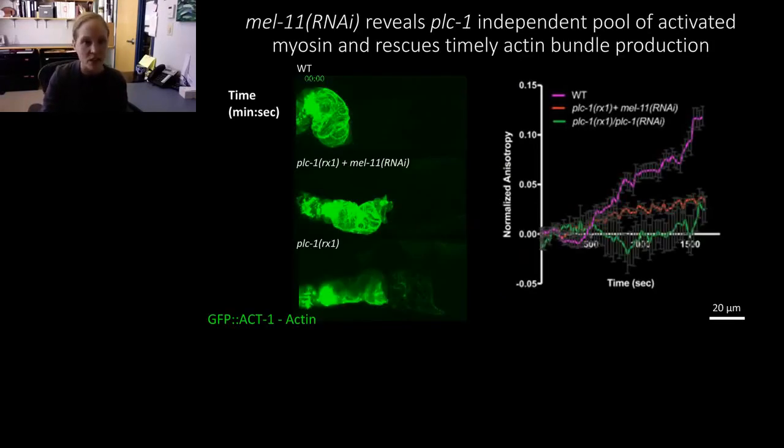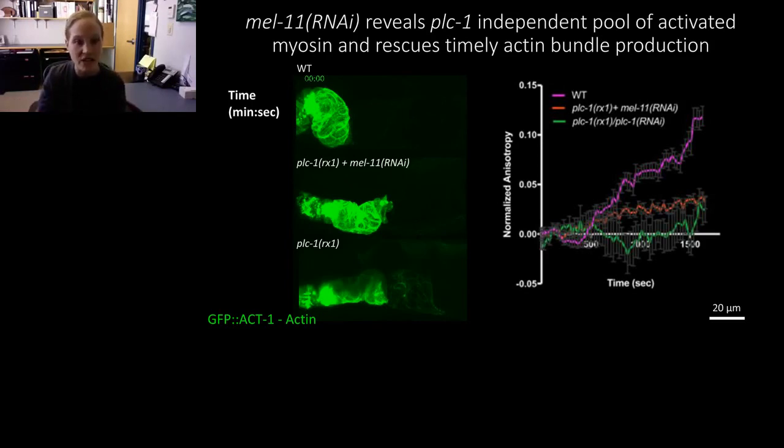Okay, so in the top here, I'm going to show you the wild type movie that I showed you before, where we saw actin organization coinciding with contraction. And on the bottom here, I'm going to show you the PLC1 null animal that I showed you before. This animal does not produce calcium transients and will not contract. So the actin network will stay very isotropic and disorganized.